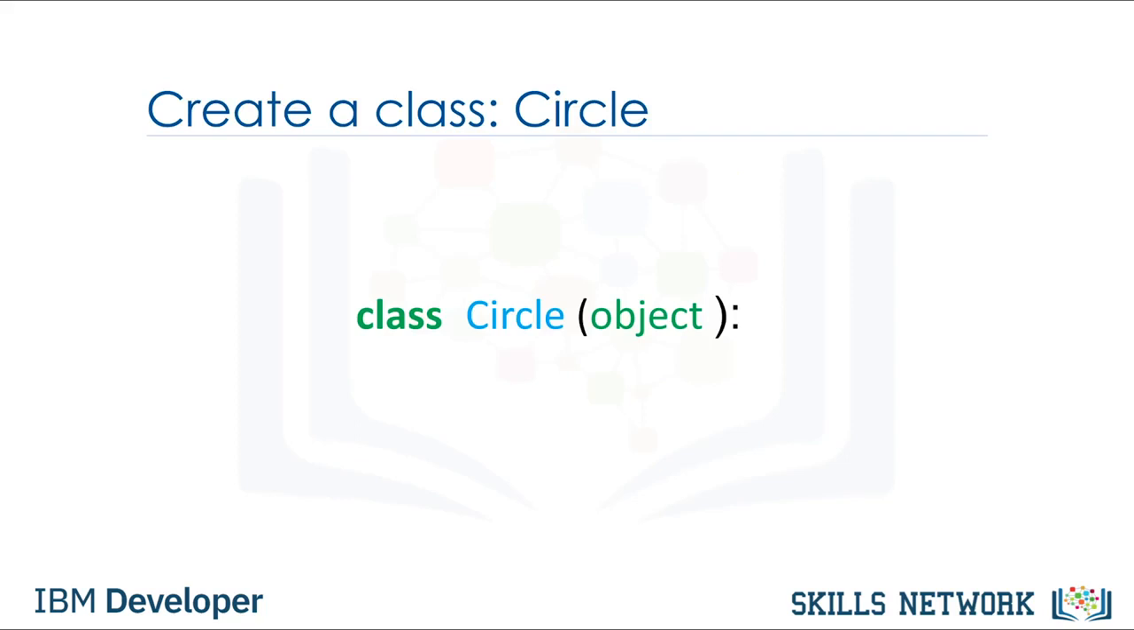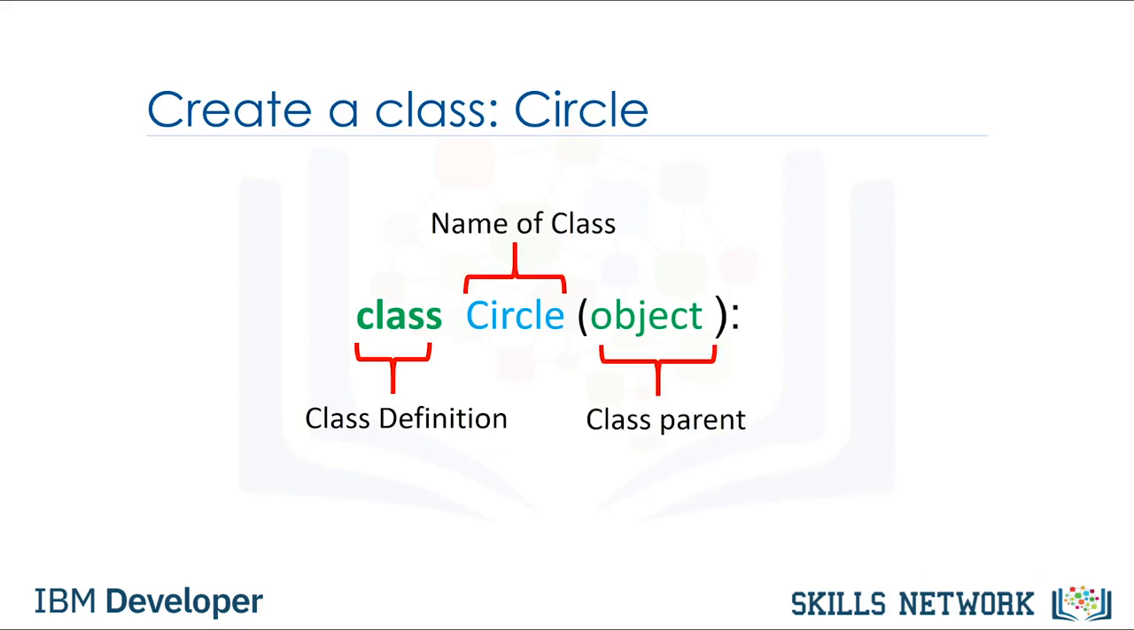To create the class circle, you will need to include the class definition. This tells Python you are creating your own class, the name of the class. For this course in parentheses, you will always place the term object. This is the parent of the class. For the class rectangle, we change the name of the class, but the rest is kept the same.